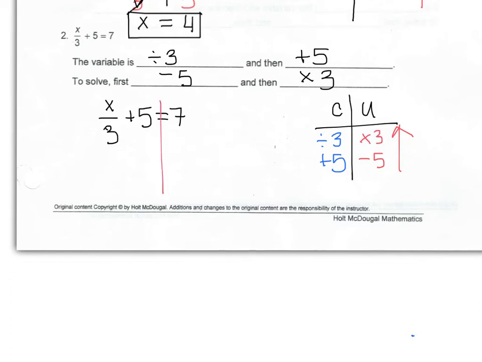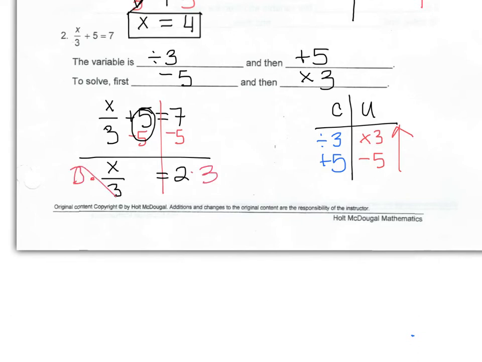Let's go through and show those steps. Subtract 5 on both sides. 5 and negative 5 go to 0. I have x over 3 equals 2. It's back to a one-step equation. I'm going to follow that last undo clue that I told myself. And I'm going to multiply both sides by 3. There's 1 out, so I'm left with x equals 6.